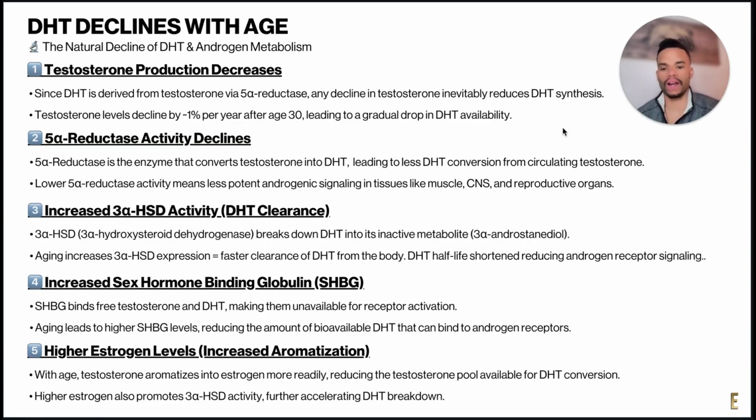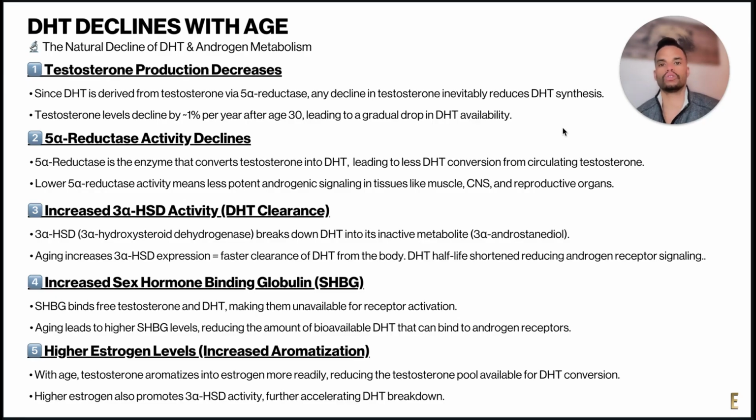And then finally, higher estrogen levels, increased aromatization in the body. With age, testosterone aromatizes into estrogen more readily, which reduces the testosterone pool available for DHT conversion. So higher estrogen also promotes 3-alpha HSD activity, which further accelerates DHT breakdown. So there is literally a 5-fold process that causes the decline in DHT as you age.